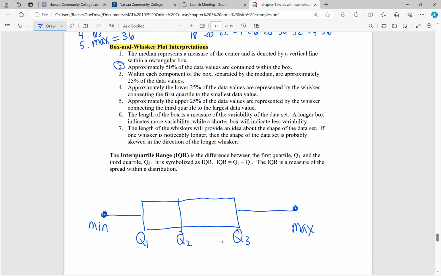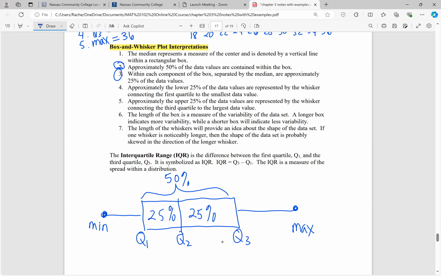So what that means is, and this is stated in bullet 3, within each component of the box separated by the median is about 25% of your data values. So this part of the box is going to contain about 25% of our data values, and this part of the box is going to contain about 25% of the data values, for a total of approximately 50% contained within the box.